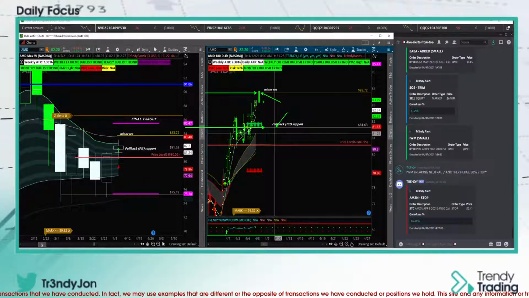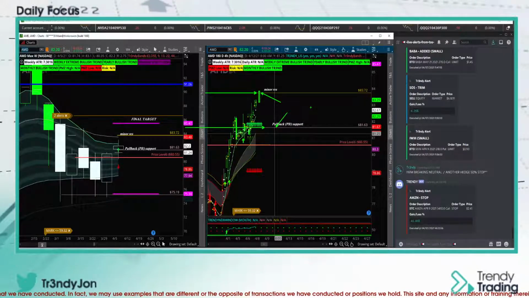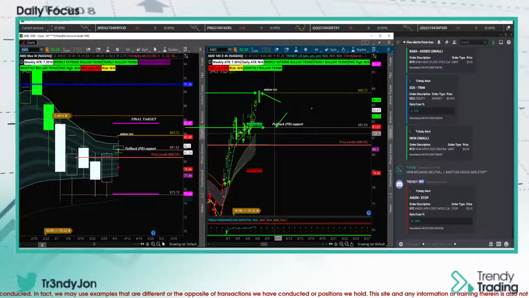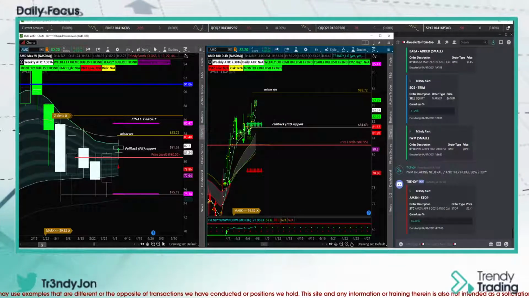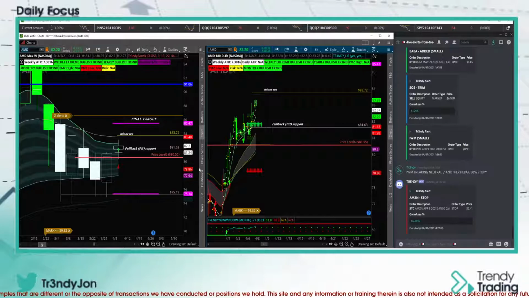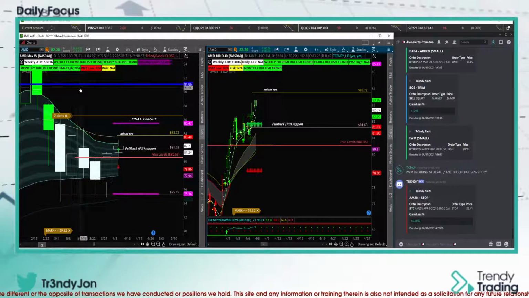Okay, I want to give the market about 30 minutes this morning on open to kind of settle in and see where I want to be. All right? And I'm just going to manage the current positions I have. It's very important.